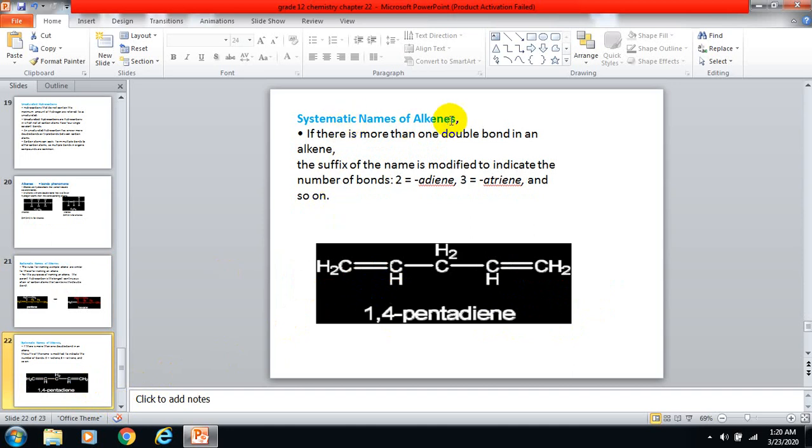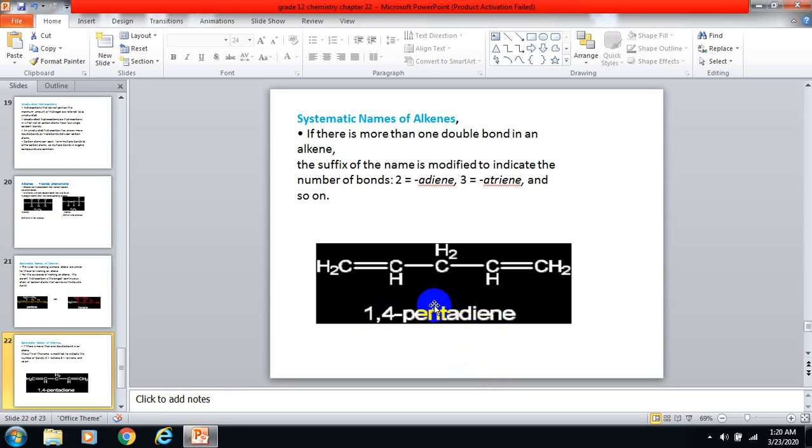Here, systematic names of alkenes. If there is more than one double bond in an alkene, the suffix of the name is modified to indicate the number of bonds. 2 is diene, 3 is triene, and so on. Like 1, 2, 3, 4, 5. This is obvious, we will use penta, 5. But from where will we start? Look at this, 1, 4. Pentadiene.